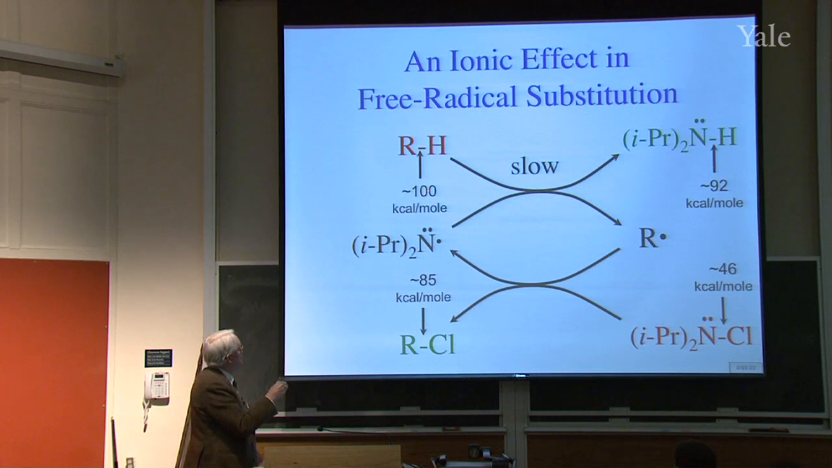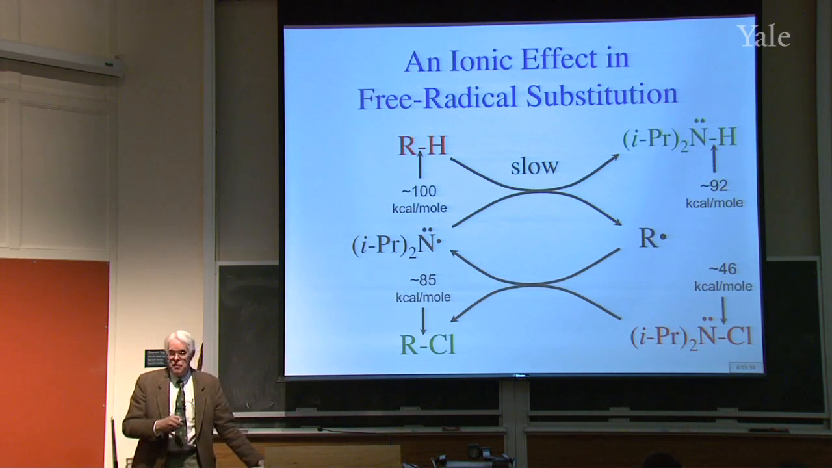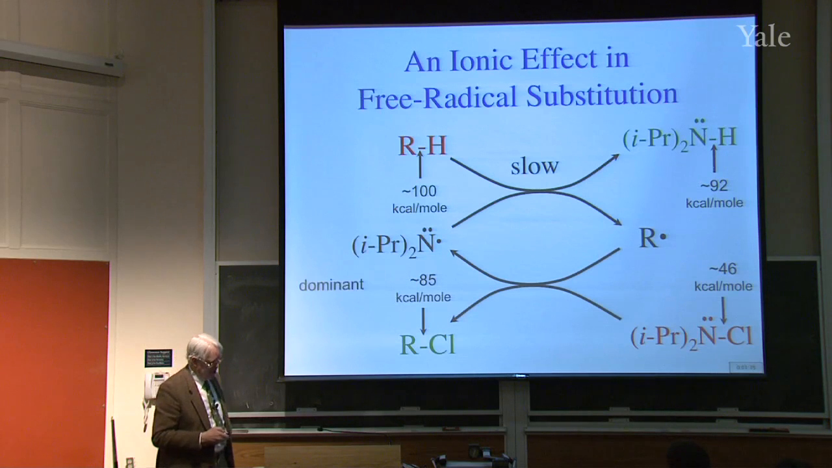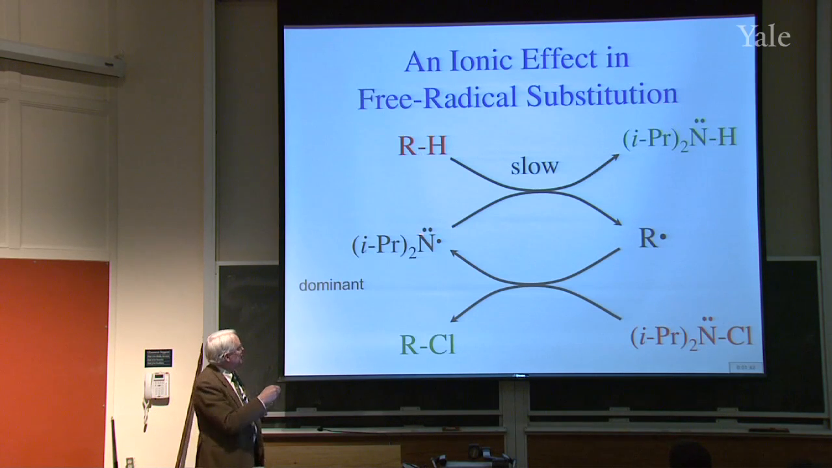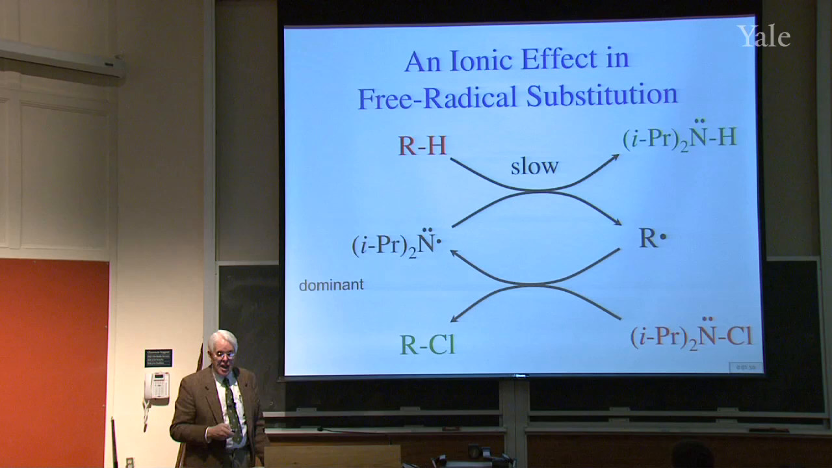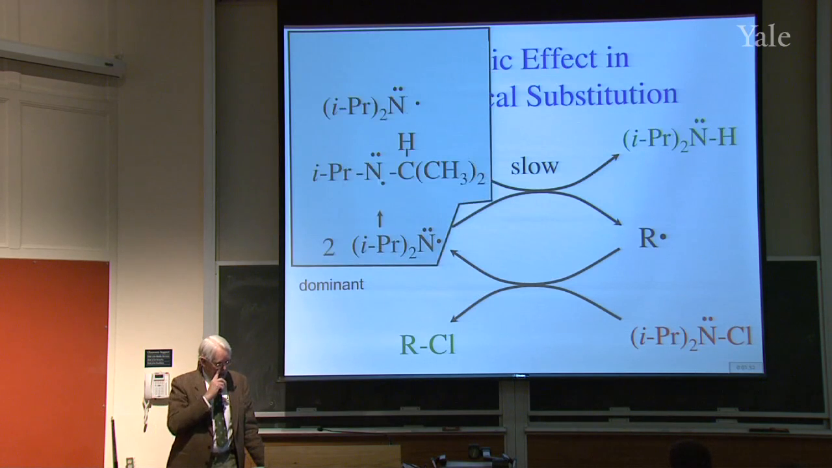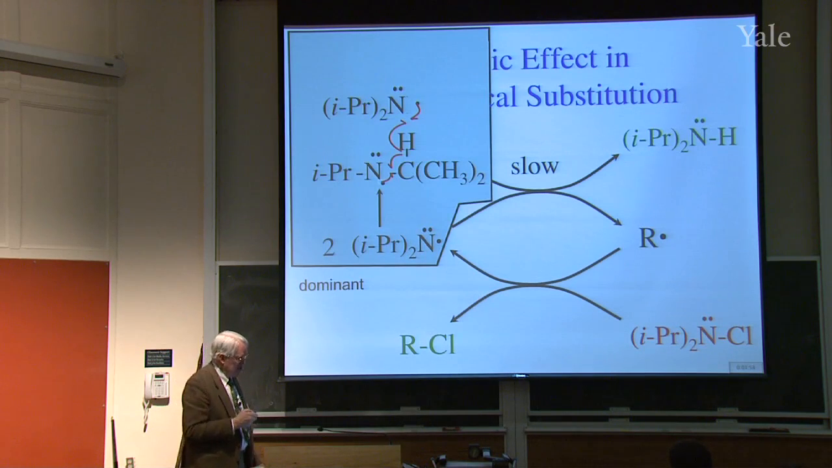The first step goes from a strong bond to a weak bond. It's endothermic, right? So that's slow. The second one goes from a weak bond to a strong bond. That's exothermic. So that one's fast. So the top one is the slow step. But that means that this will be the dominant species between these two. You'll have a lot of this so that this rate can be equal to this rate, not much R dot at any given time. Okay? And this is then what happens.